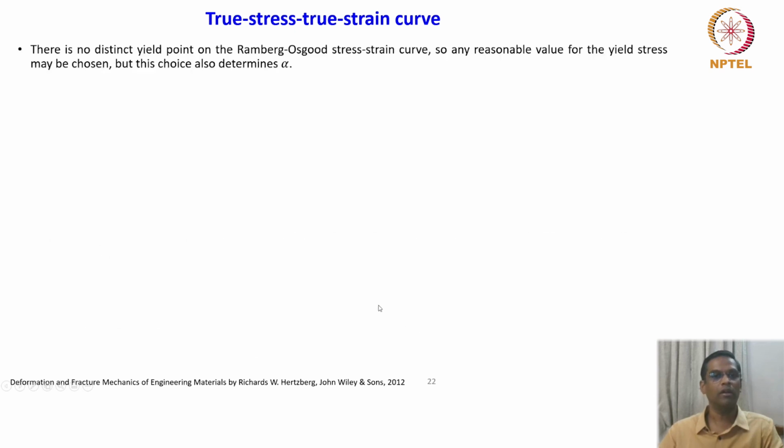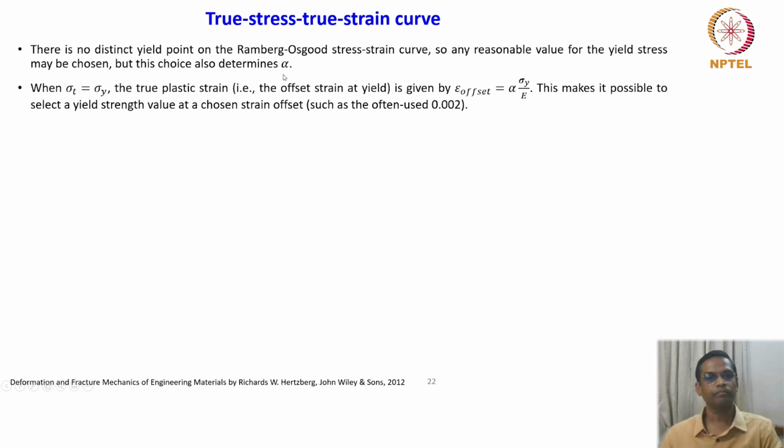So what is the benefit? There is no distinct yield point on the Ramberg-Osgood stress strain curve. So any reasonable value for the yield stress may be chosen, but this choice also determines alpha. When sigma T, that is true stress, is equal to sigma y, the yield stress, the true plastic strain, that is the offset strain at yield, is given by epsilon offset is equal to alpha times sigma y by E.